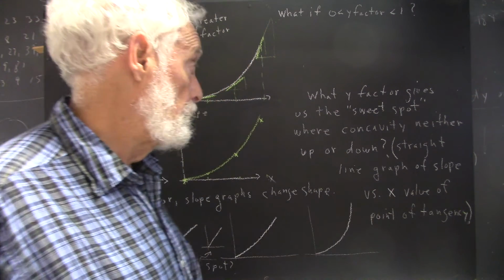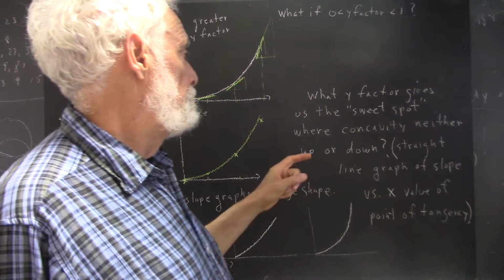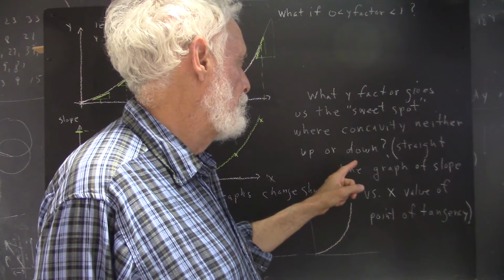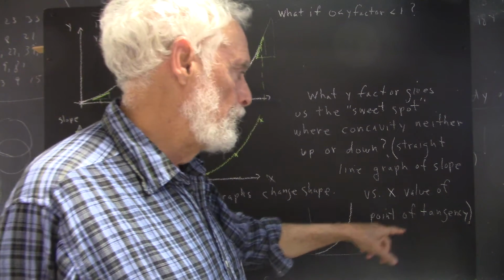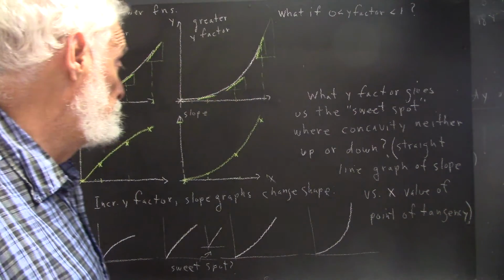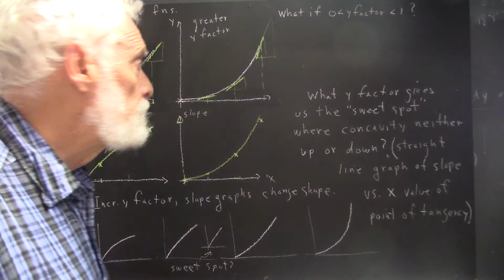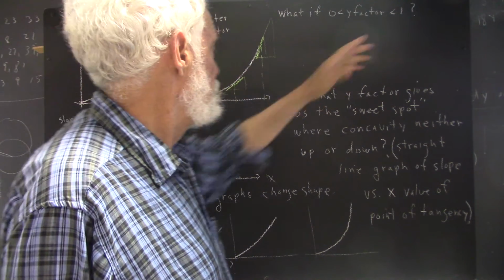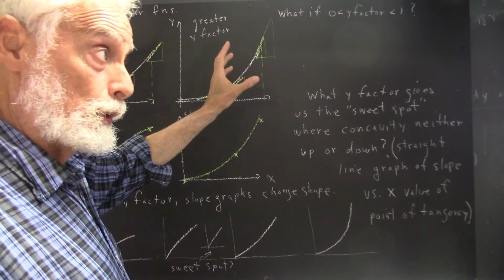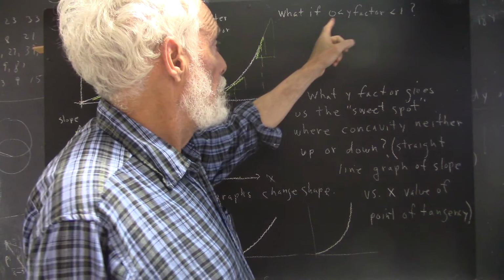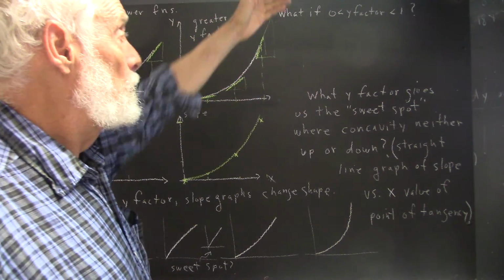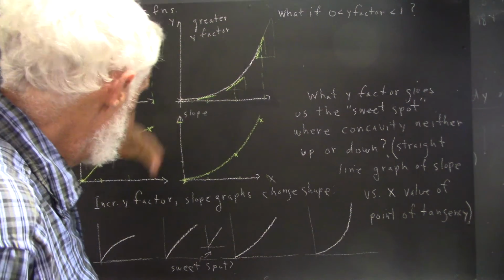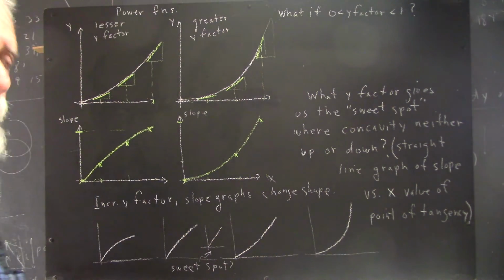We can investigate this in many ways. The sweet spot where the concavity is neither up or down, that would be a straight line graph of the slope versus the x value of the point of tangency. And a related question, these y factors were all bigger than 1. What if the y factors are between 0 and 1? Okay, what do the graphs look like, and how do the slope graphs behave for those y factors?